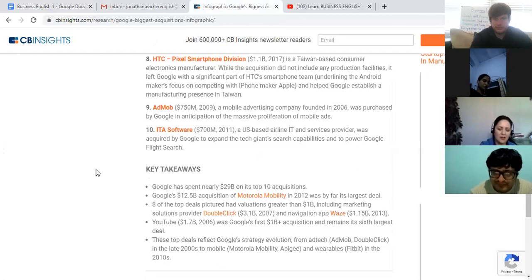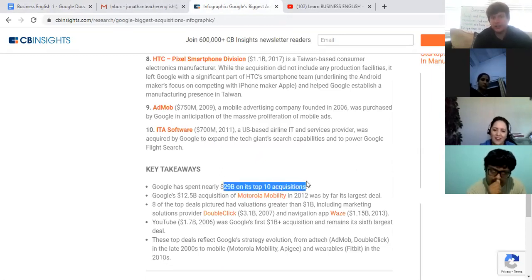I remember that it was $298 billion. No, I don't really know. I mean, but yes, 298 billion. Reduce that by 10 times. So 29. Oh, 29 billion. Yeah, 29. But that's just its top 10 acquisitions. That's just the top 10. I mean, they have acquired many startups, but on just the top 10, they have spent $29 billion alone.